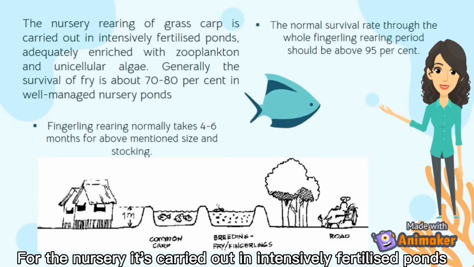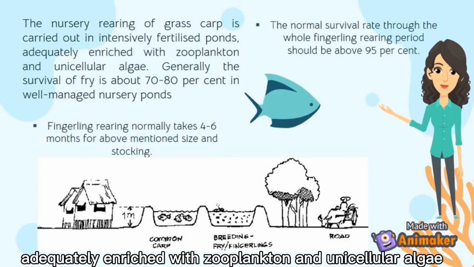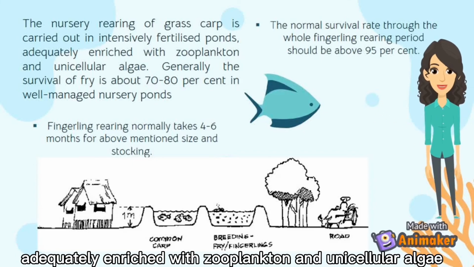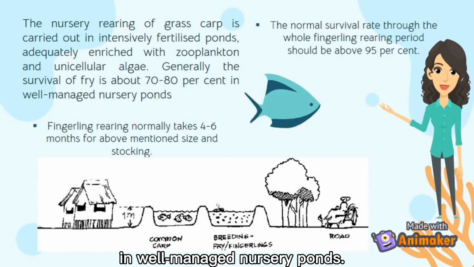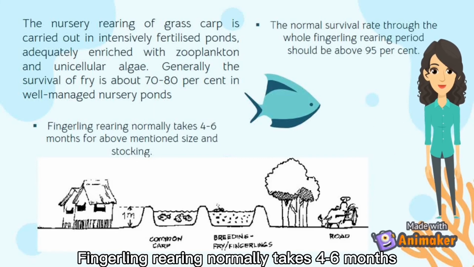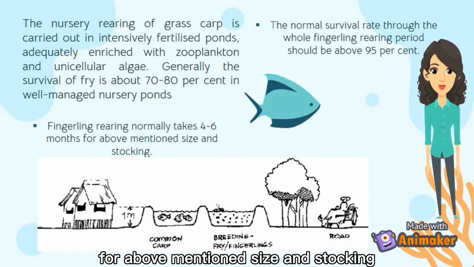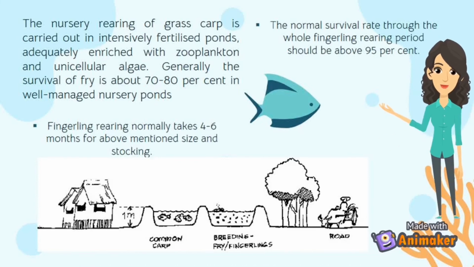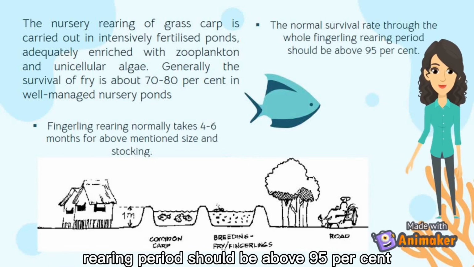Further nursing is carried out in intensively fertilized ponds, adequately enriched with zooplankton and unicellular algae. Generally, the survival of fry is about 70 to 80% in well-managed nursery ponds. Fingerling rearing normally takes 4 to 6 months for the above-mentioned size and stocking. The normal survival rate through the whole fingerling rearing period should be above 95%.